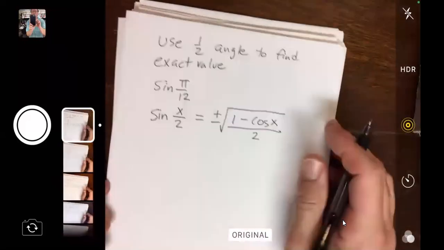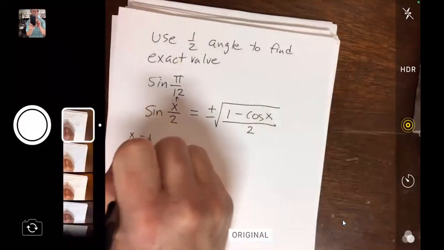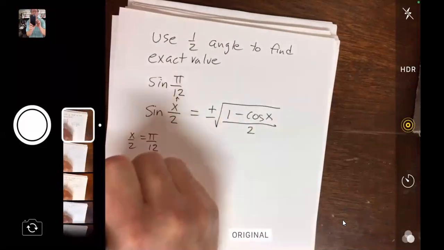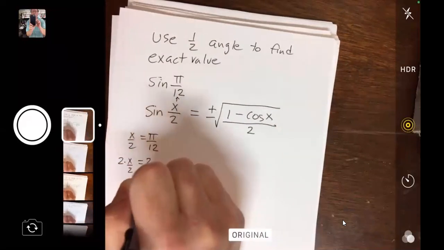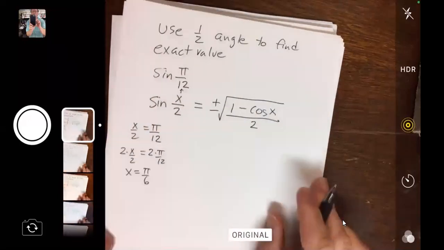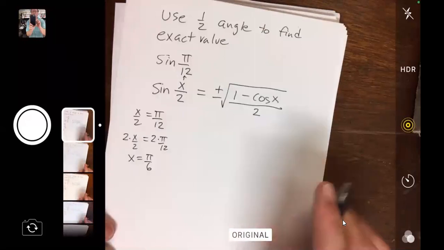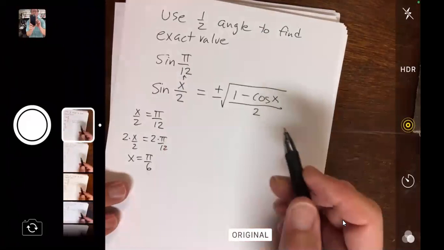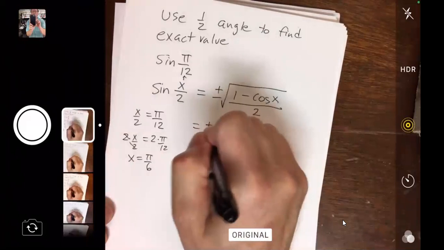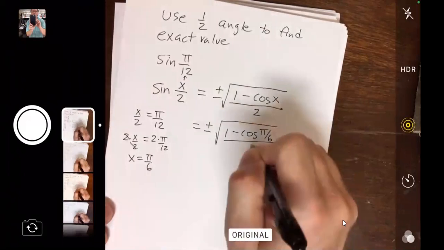All right, so the trick is to figure out what your x is. Well, when you match this to this, x over 2 equals pi over 12. Multiply both sides by 2. 2 times pi over 12. And the x has got to be pi over 6. And you see pi over 6 is double pi over 12. That's what this says. So you've got plus or minus square root 1 minus cosine of pi over 6, over 2.